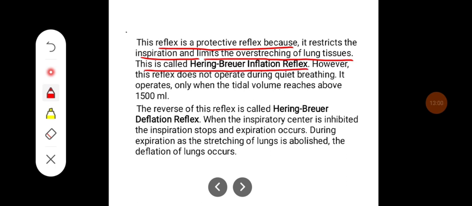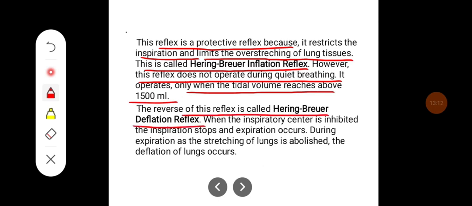However, this reflex does not operate during quiet breathing. It operates only when the tidal volume rises above 1500 ml. The reverse of this reflex is called the Hering-Breuer deflation reflex. When the inspiratory center is inhibited, inspiration stops and expiration occurs. During expiration, as the stretching of the lungs is abolished, the deflation of the lung occurs.